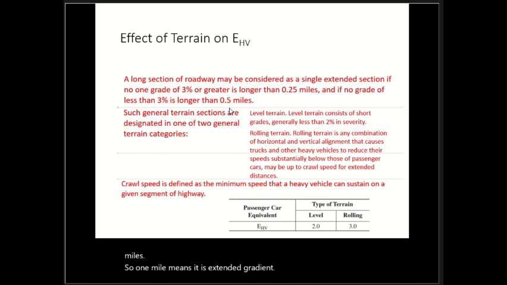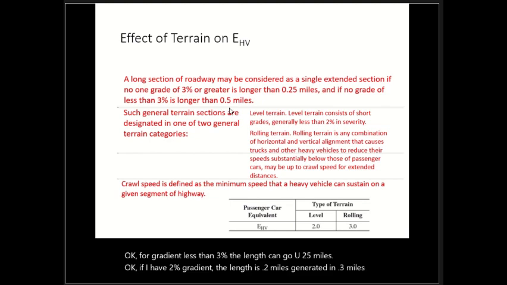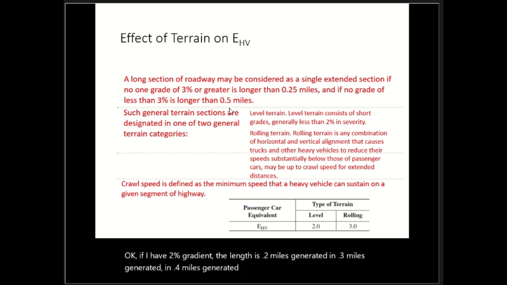Got it? If I have 2% gradient and 0.2 miles length, what is it? General terrain. For gradient less than 3%, the length can go up to 0.5 miles. So if I have 2% gradient, the length is 0.2 miles, general terrain, 0.3 miles, general terrain, 0.4 miles, general terrain, 0.5 miles still general terrain. When it goes more than 0.5 miles, now it's extended gradient. Got it? Clear?